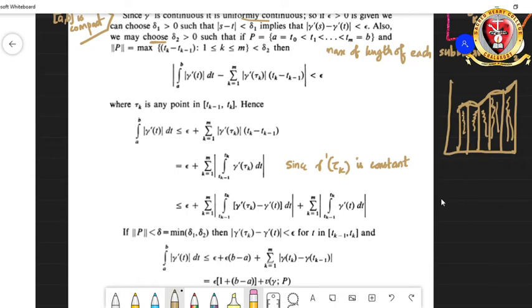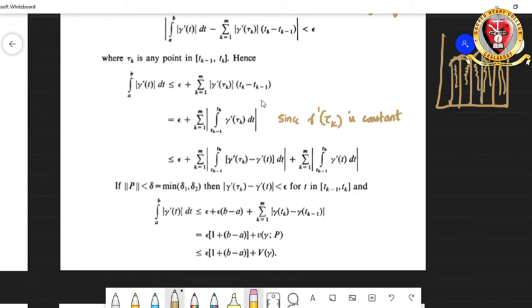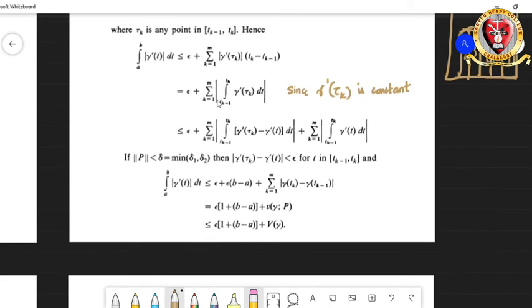Okay. And this term sitting here can be replaced with the term sitting here because why? Because gamma dash of tk is a constant. Okay, so you can work it out there. And then what you have done is this is less than or equal to epsilon and this term here, here also epsilon and this term here. And you're just adding one more term inside.